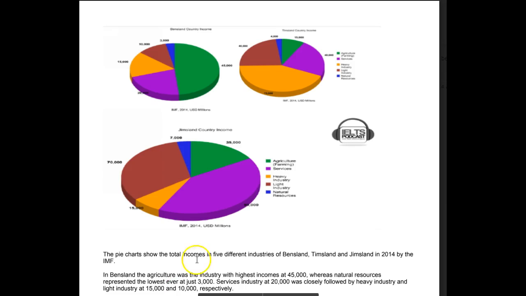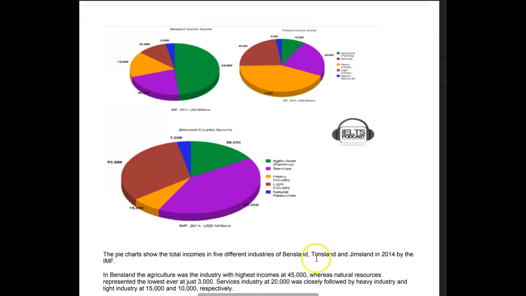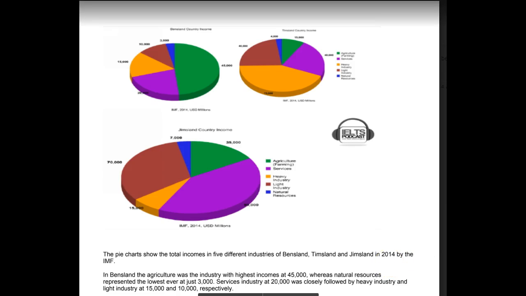Okay, the pie charts show the total incomes in 5 different industries of Ben's Land, Tim's Land, and Jim's Land in 2014 by the IMF. Alright, my one concern here is that it's not really by the IMF. I think it's according to the IMF. Okay?